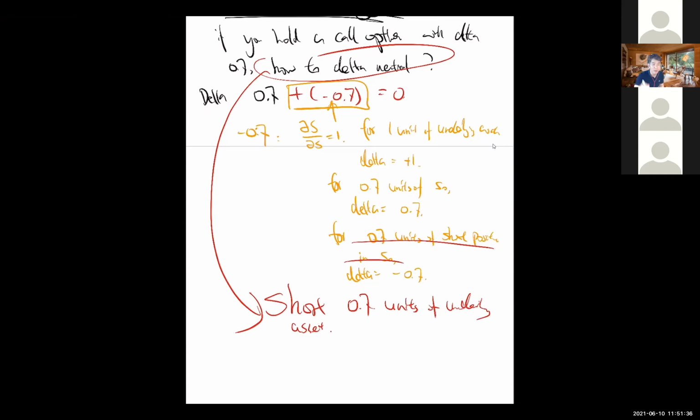The reason why I don't put the numbers down here is that they're all the same thing as this. Notice what the delta is for the tool that you can use. The tool that you can use here is the underlying asset, right? That's the tool. And then work out a number, 0.7. And then work out a position, short. Bing, bing, bing. And then you arrive at a conclusion.